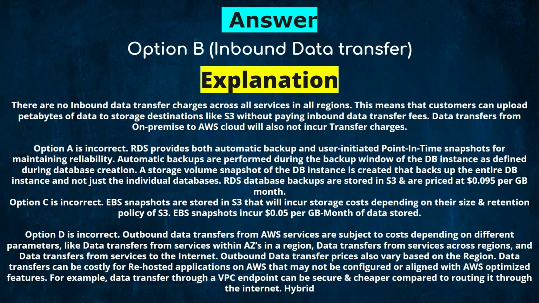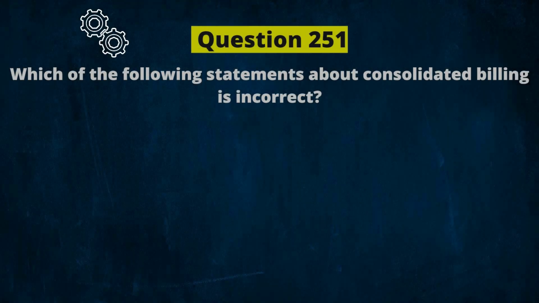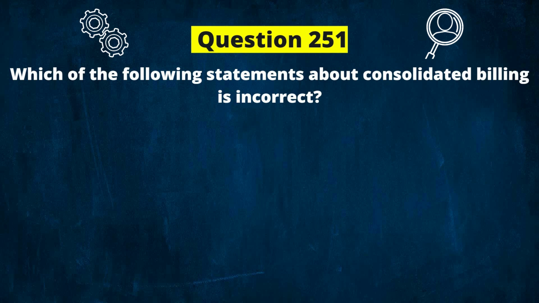Data transfers can be costly for re-hosted applications on AWS that may not be configured or aligned with AWS optimized features. For example, data transfer through a VPC endpoint can be secure and cheaper compared to routing it through the internet. Next question. Which of the following statements about consolidated billing is incorrect?